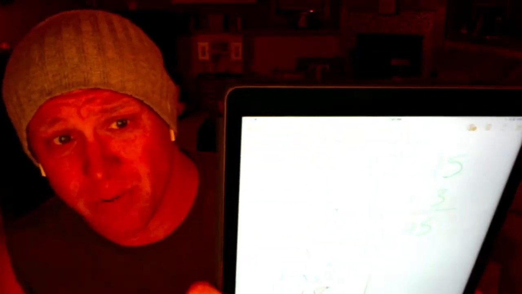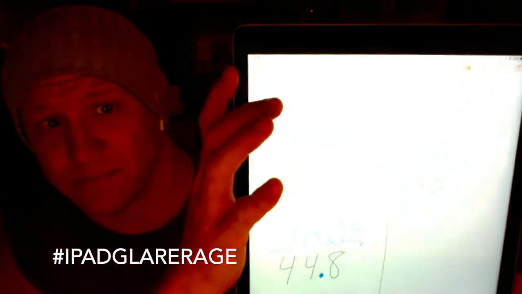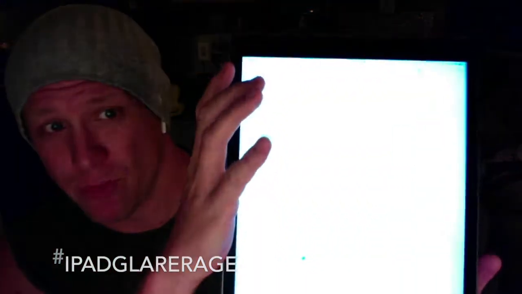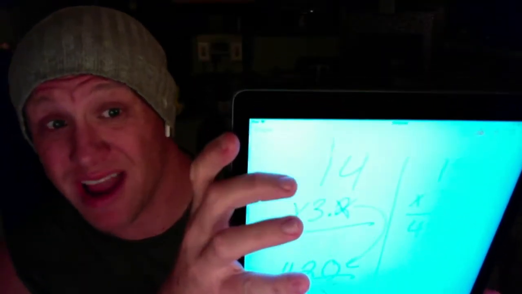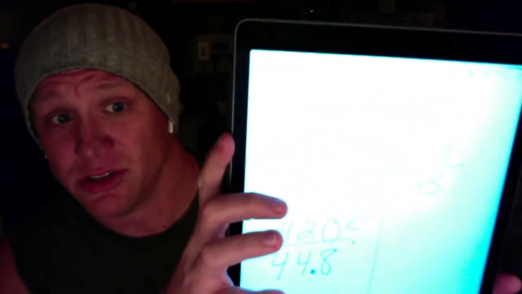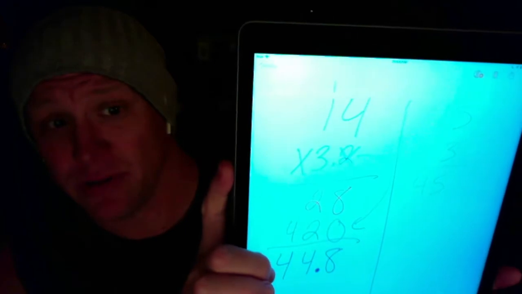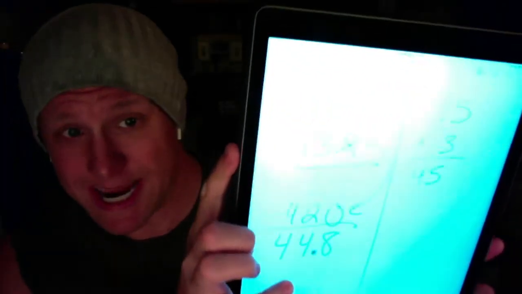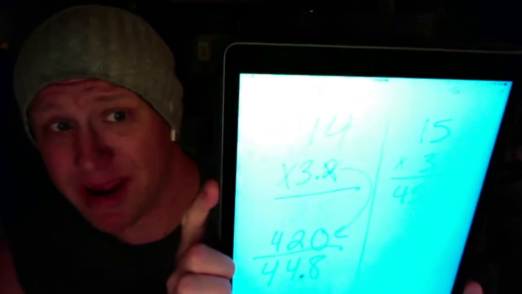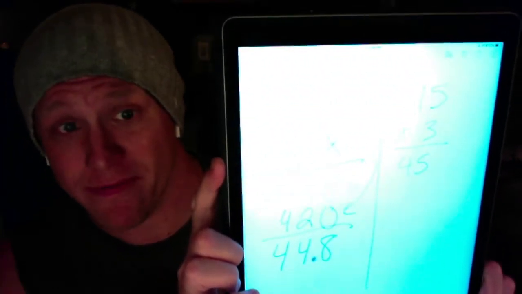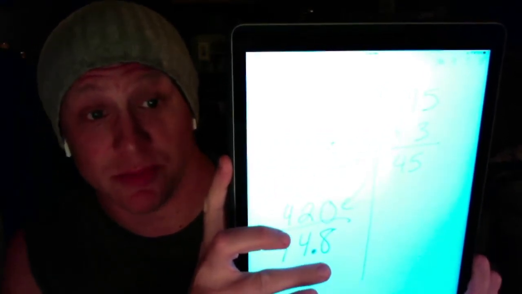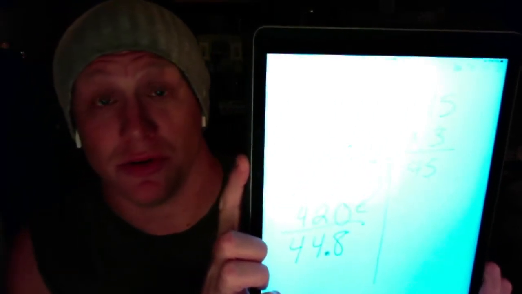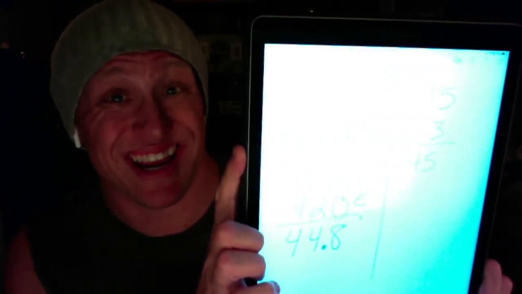Also, if I look at my actual problem, I've got a 14 and 3.2. Sorry for that glare, guys. Now 3.2 is more than 1, so I know my answer has to be bigger than 14. So I figure out my partial products, and I get an answer of 448. From my estimation, I know that my answer has to be close to 45. So the only place I can put my decimal and make it reasonable is between the 4 and the 8 here. So my reasonable answer is 44 and 8/10.